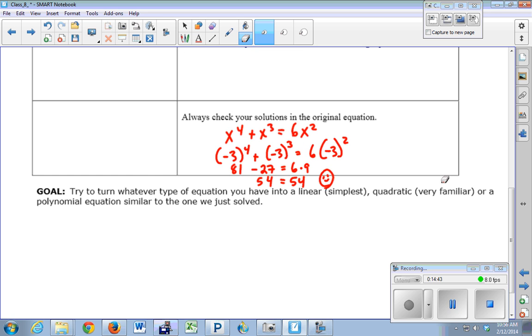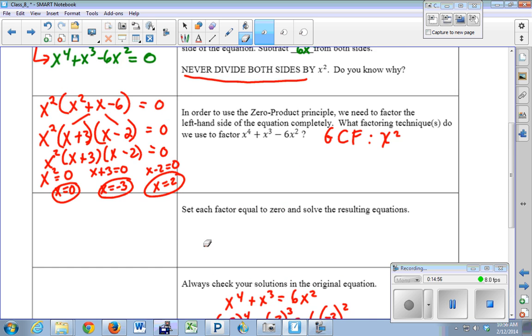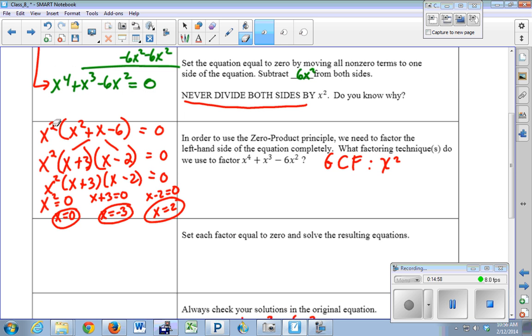Okay. So your goal here is to try to turn whatever type of equation you're looking at into a simpler equation, like a linear or a quadratic. So notice we turn this fourth degree equation into a quadratic equation here, x squared equals 0, and then two linear factors, because the highest power you see here on these is 1.